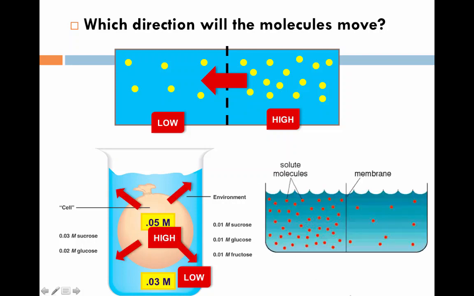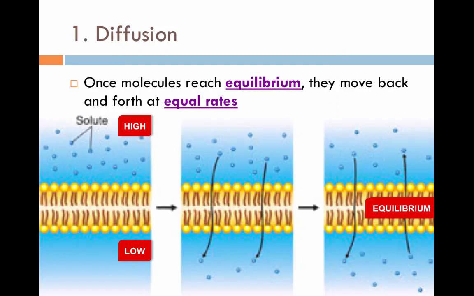Last one. Which direction will the molecules move? They will move to the right because there's a higher concentration on the left, a lower concentration on the right. So remember that diffusion is the movement of molecules from a high concentration to a low concentration. Once the molecules move, they eventually reach equilibrium, which means that molecule concentration is equal on both sides. Once this happens, the molecules continue to move, but they now move equally in both directions.